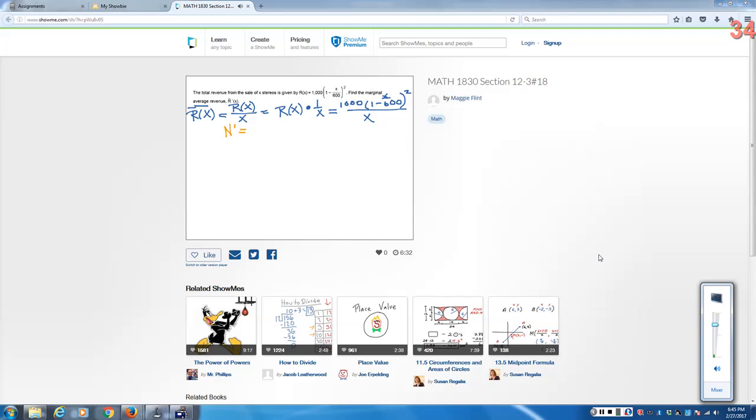Which is going to be, bring the power down in front of the parentheses. So that's 2 times the 10,000 makes that 20,000. Times the parentheses, the power moves down by 1, so that's going to be the first power. And then multiply by the derivative of what's inside the parentheses. The derivative of 1 is 0, and the derivative of x over 600 is 1 times 1/600, or just leave it over 600, and x to the 1 minus 1 is x to the 0. So we're just going to be left with the 1 over 600. And then filling in what's in the parentheses, again, is 1 minus x over 600.